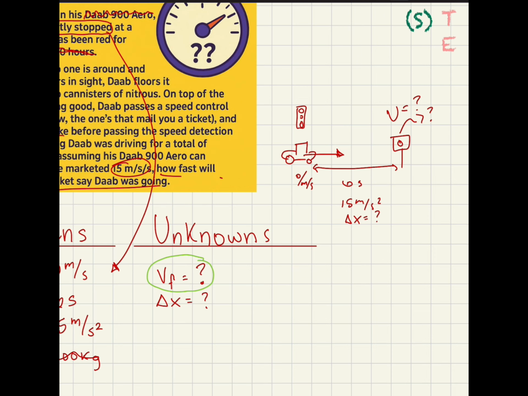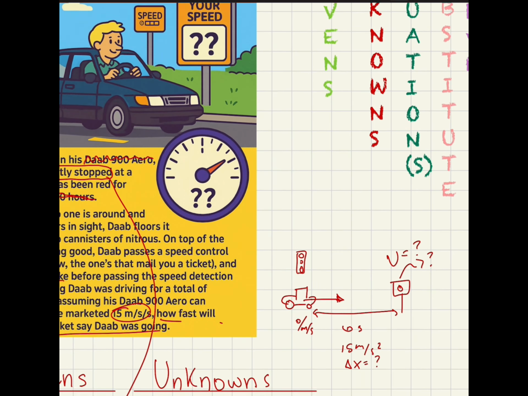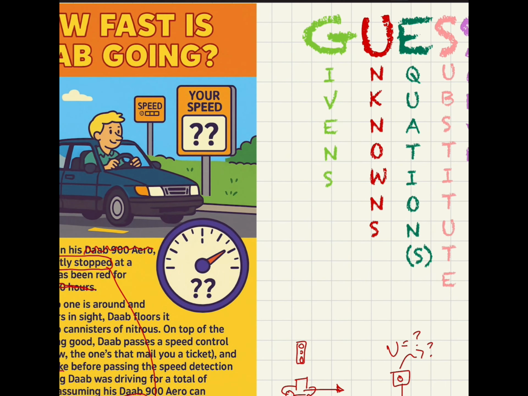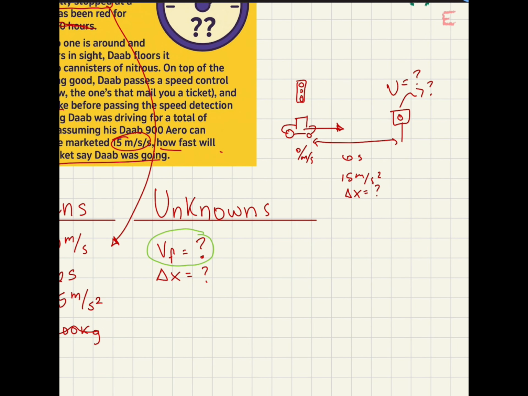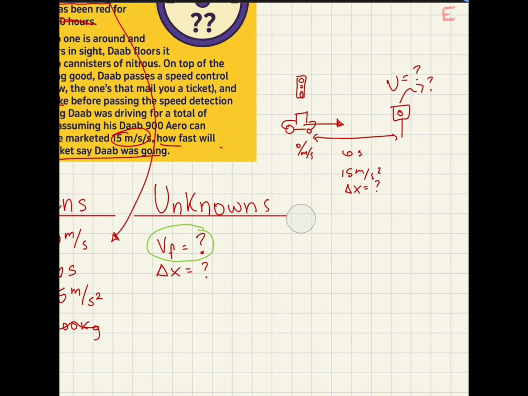Okay. So now we've done our givens, we've written our unknowns, and so things will start to speed up as we go through this process. Next up is the equations portion. This is where we are looking for any equations on our equation sheet in which we have all but one of the variables that we would need in order to solve. Okay, that'll make a little more sense here in a second.